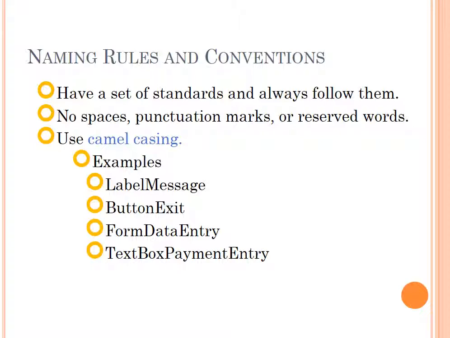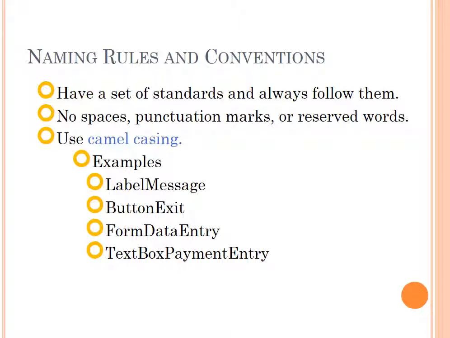We use what's called camel casing. This is a standard, by the way, but just a standard. The program doesn't require it. So what we're always going to do is put first the type of object it is: a label, a button, a form, a text box, whatever. So that's the first part. The second part is something meaningful, something that will tell me what that label does.